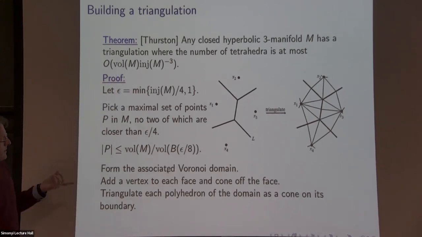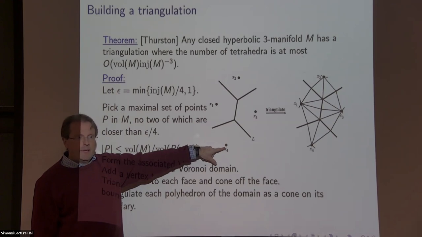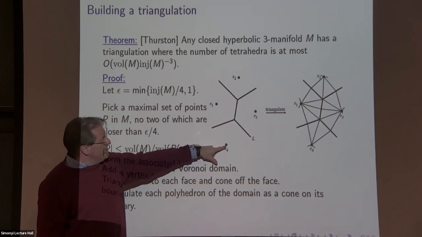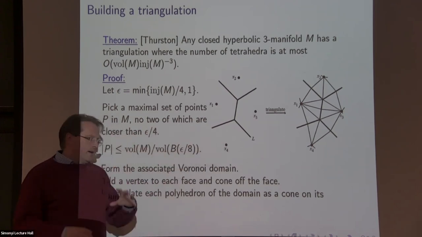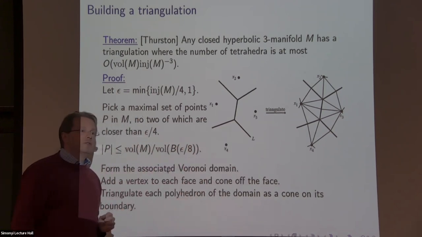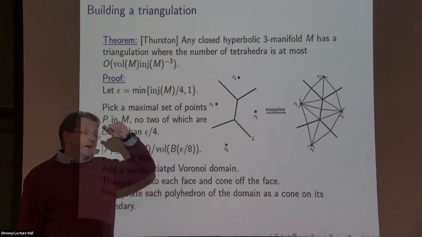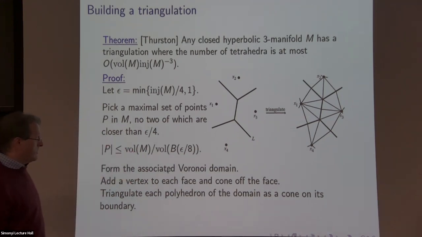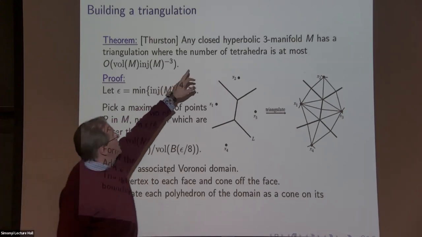So you have to think a little bit for that, but certainly each tetrahedron that I've put in has one of its points based at a point in P. So you just need to bound the number of tetrahedra coming out of any point in P. And essentially there are only finitely many possible local configurations. And so you get a constant upper bound on the number of tetrahedra coming out from a point in P. So you get this bound on the number of tetrahedra in your triangulation. Okay, so that's the case of a closed hyperbolic manifold.